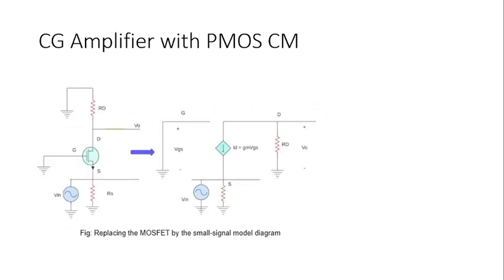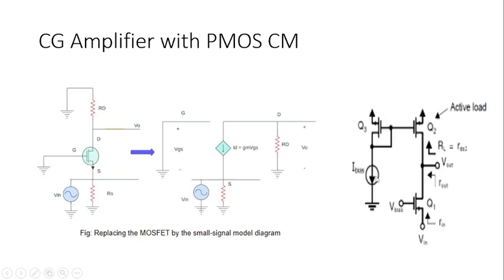Now we had the common gate amplifier with PMOS current mirror. So this is the circuit diagram of your common gate amplifier, and here Q1 has a gate applying voltage bias, and this is your Q2 transistor, a PMOS, and this is the diode connected Q3, and the current is replicated across your Q2. So this is your common gate amplifier with your PMOS current mirror.